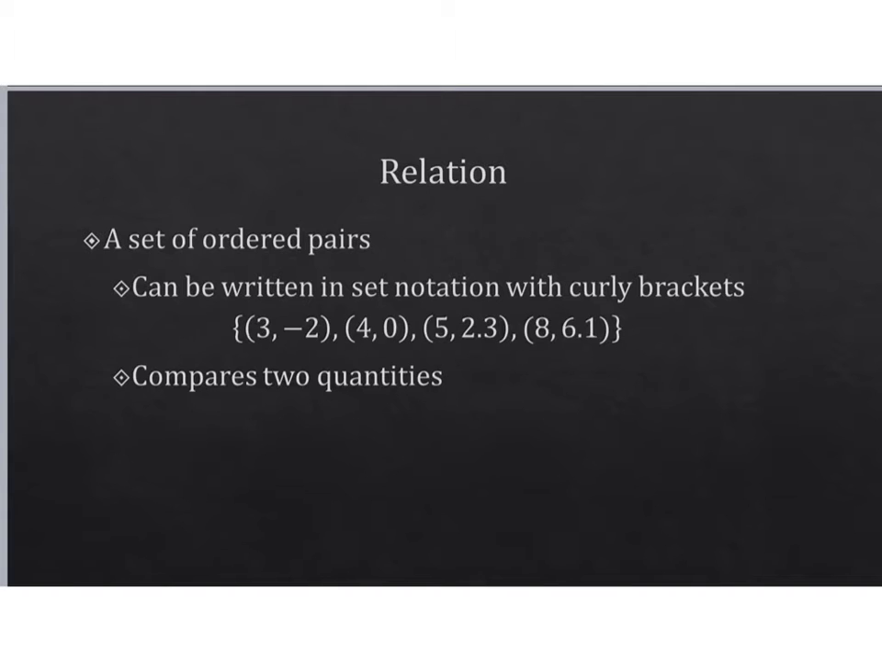So if we look at a set of ordered pairs, we can write ordered pairs in what we call set notation. Set notation essentially means that we have these curly brackets on the end, and we put all of our ordered pairs inside of the parentheses. So you can see that I have 1, 2, 3, 4 sets of ordered pairs, or 4 sets of data. Again, we call this set notation. What this allows us to do is compare two different quantities.